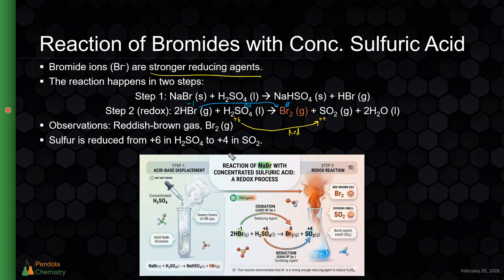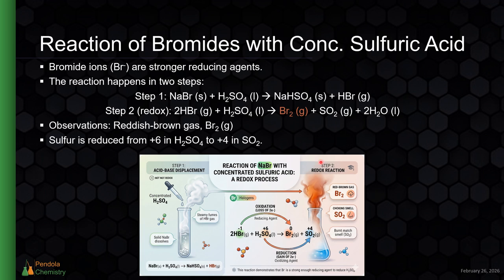Now, the observation is very clear in this reaction, because we create bromine gas. Bromine gas has a very distinctive reddish-brown color. So when we drop this, at first we're just going to get a bit of a steamy white fume from the HBr, which is not the main observation in this reaction. Instead, once we drop enough of that sulfuric acid, we won't get the steamy fume that is HBr.